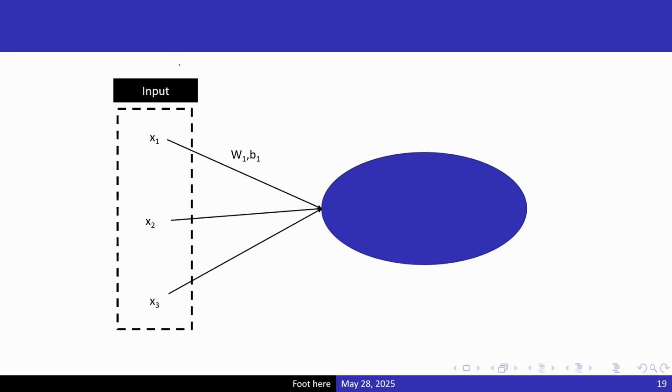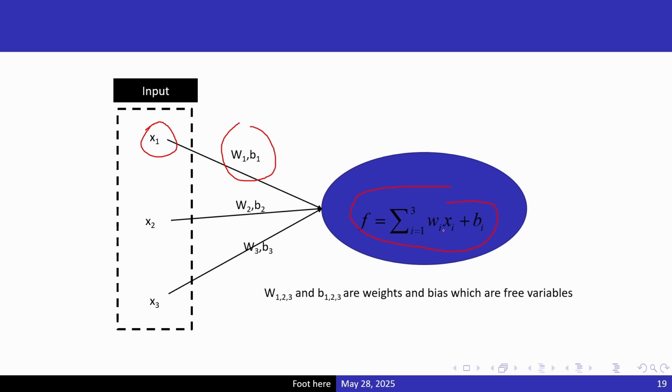Now we shall dig into the mathematics behind a neural network. We already saw that a neural network takes some input. In a physics informed neural network, our input is the collocation points in our domain. We add some weights and bias to that collocation point. We make a linear combination of these weights and bias with the input and we get this function. So W1, W2, W3 and B1, B2, B3 are the weights and biases, which are free variables. Those values will be found through our optimization algorithms. So this is how we can mathematically express this.